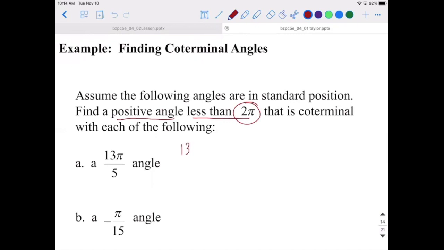So we start with 13 pi over 5, and we're going to subtract off 2 pi. I need to make common denominators here, so I'm going to make that 10 pi over 5. So we get 3 pi over 5 is our answer. So 3 pi over 5 and 13 pi over 5 are coterminal.